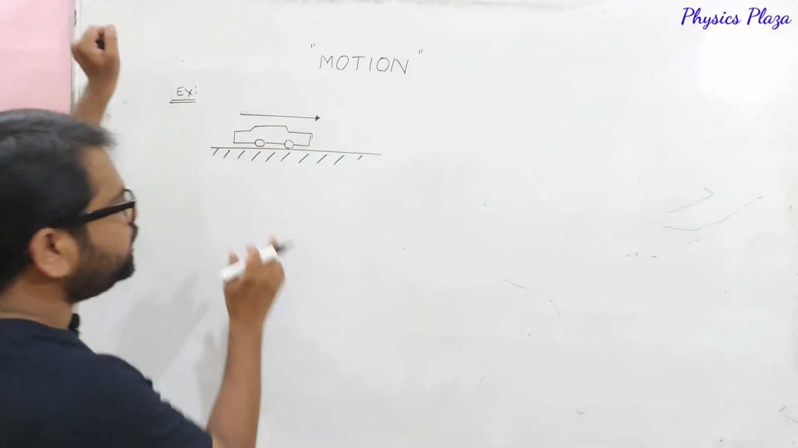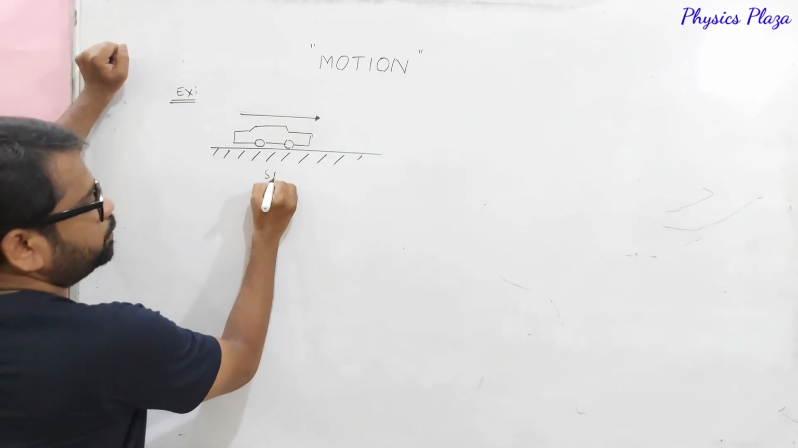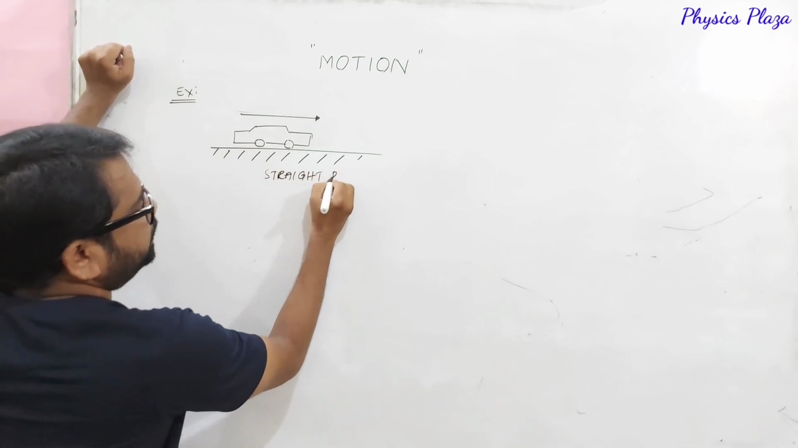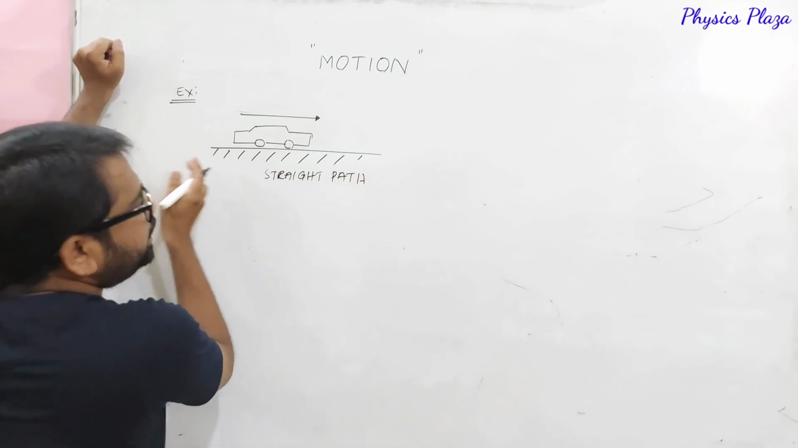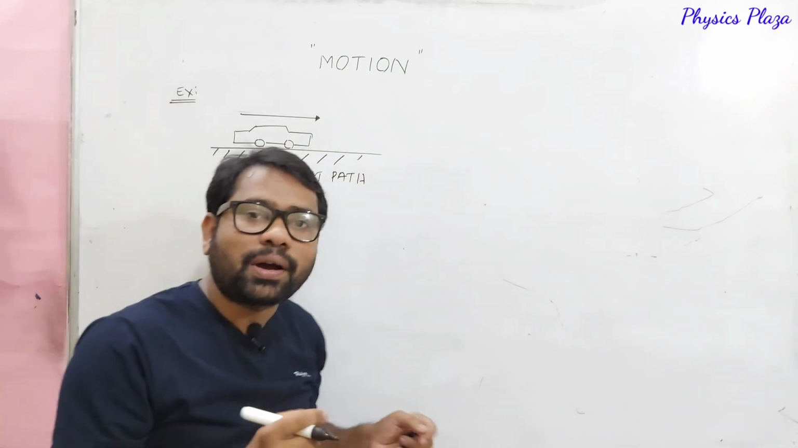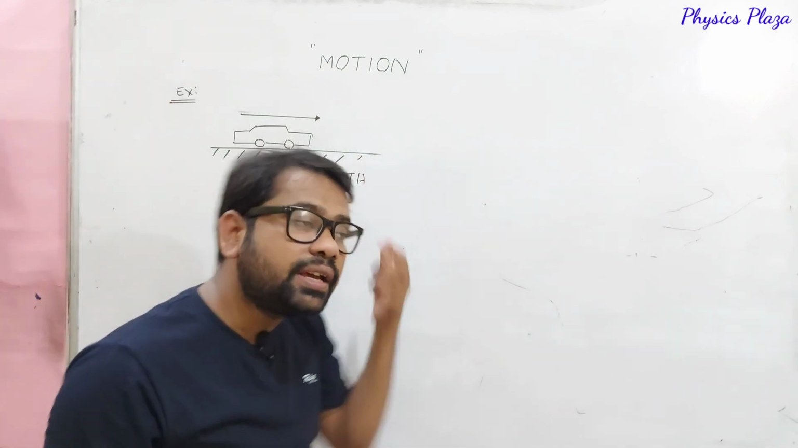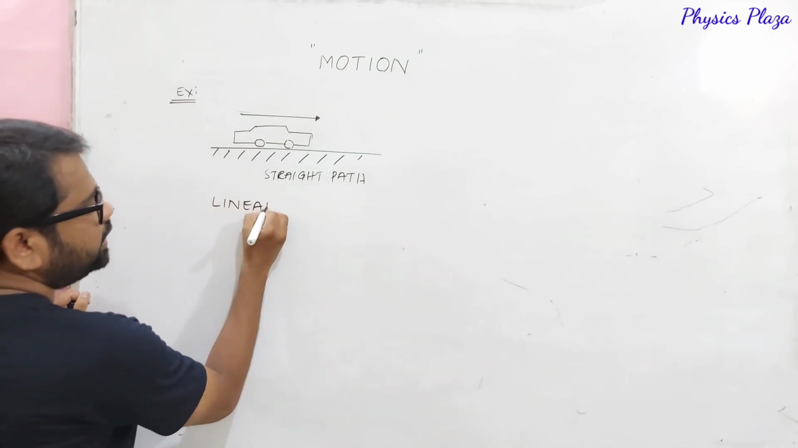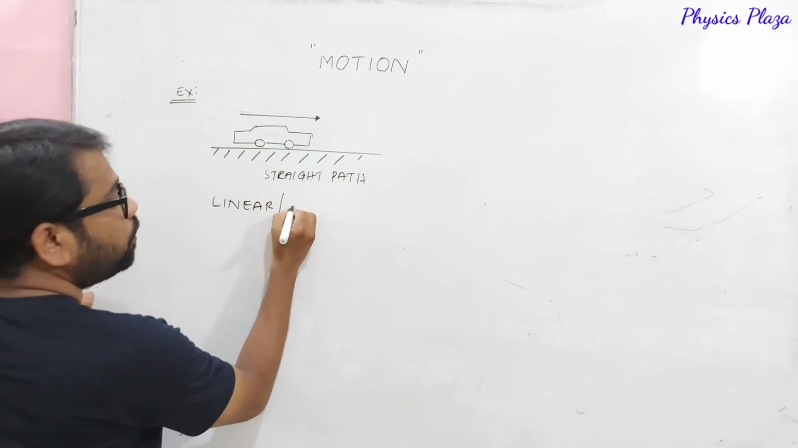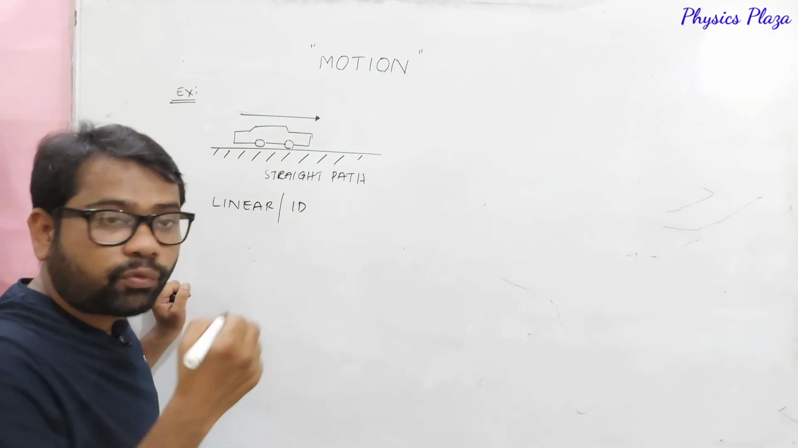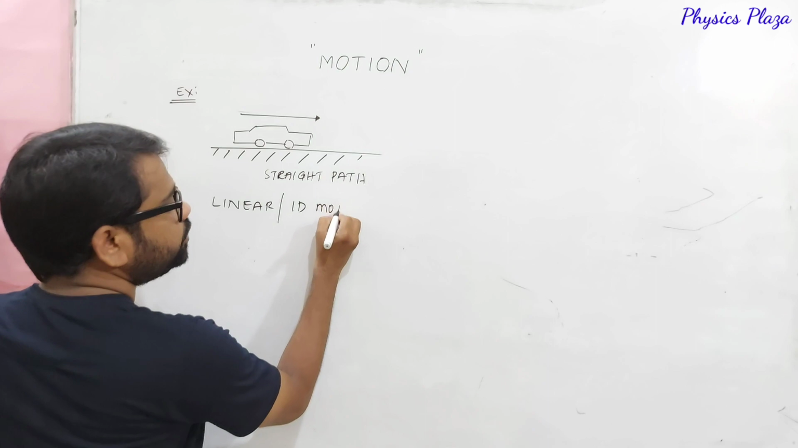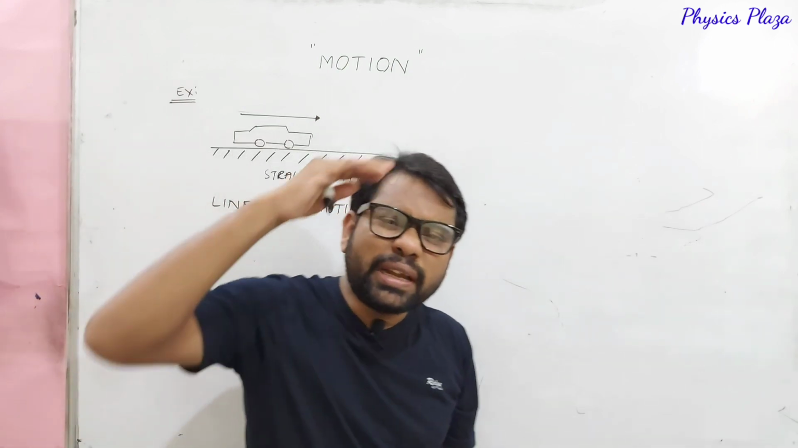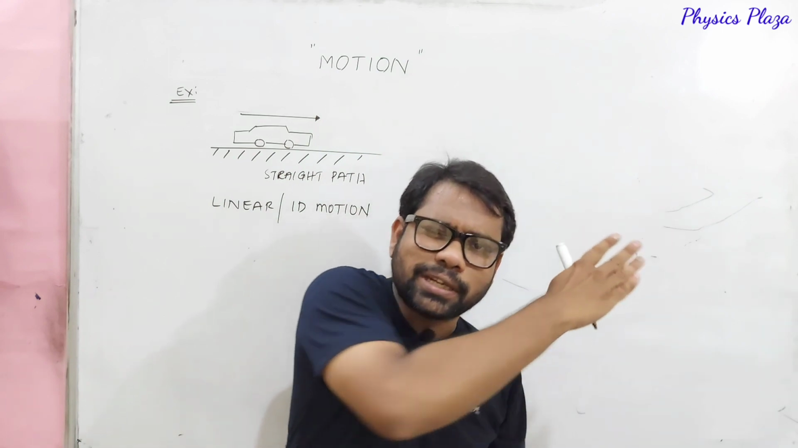So children, if any object is going along a straight line path, this is very important. If any object is going along a straight line path, it is said to be in linear motion or rectilinear motion. You can say it as linear motion or one dimensional, 1D. One dimensional motion, or you can even say rectilinear motion. For example, you can take any object going along a straight line path.